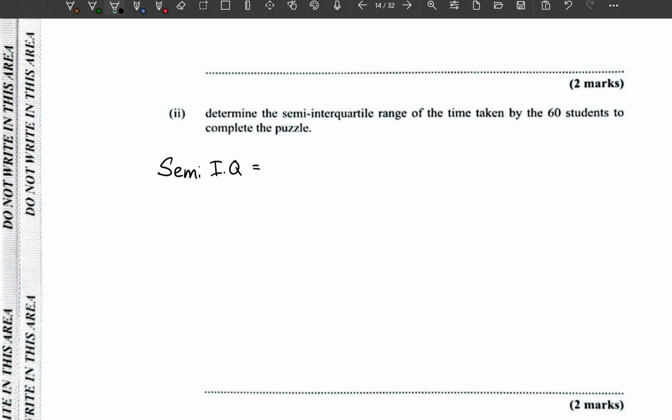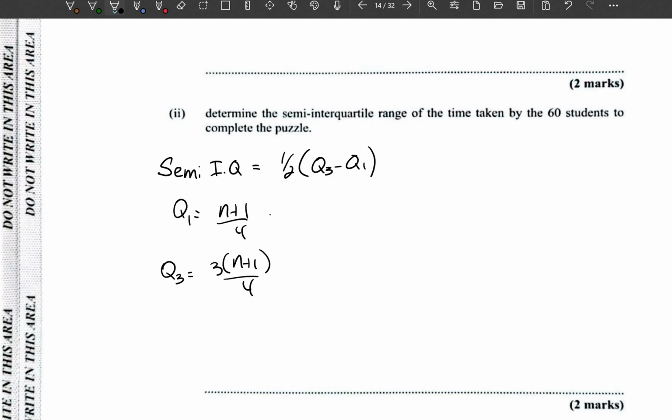Well, the semi-interquartile range would be a half of Q3 minus Q1. Q1 would be n plus 1 over 4. Q3 would be 3 lots of n plus 1 over 4. N is the number of students. In this case, it was 60. So Q1 would be located at that 60 plus 1, 61 over 4. That's going to be 61 over 4. That is 15.25. So that's approximately the 15th value.